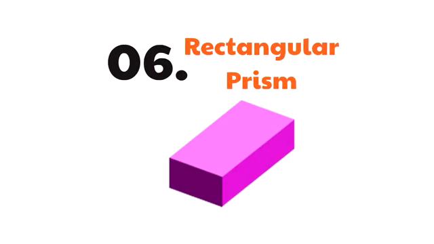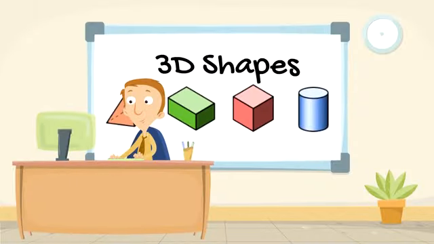What else can we say? It's a cool shape. The rectangular prism is the 3D version of the rectangle. It has six sides or faces that are all rectangles, and it's just a neat shape to have around, I think. So let's review.